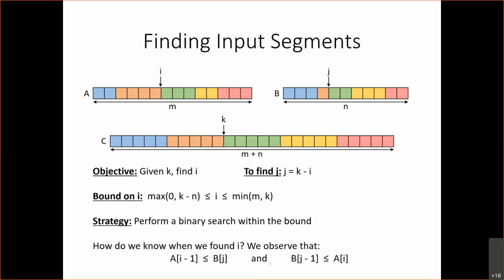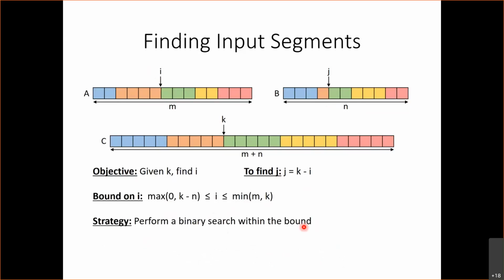So we're going to perform a binary search within the bound. We know our guess is correct based on this condition: if A of I minus 1 is less than or equal to B of J, and B of J minus 1 is less than or equal to A of I. What if our guess is too high? So this I prime over here is an example of a guess that is too high. If the guess for I prime is too high, that means the guess for J prime is going to be too low.